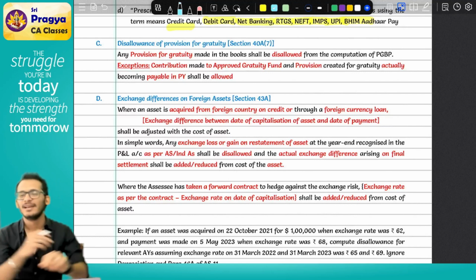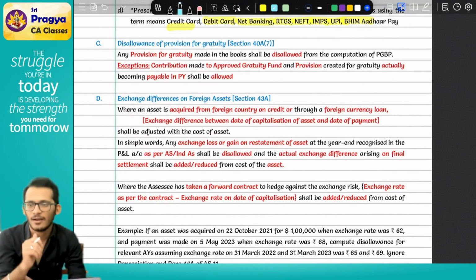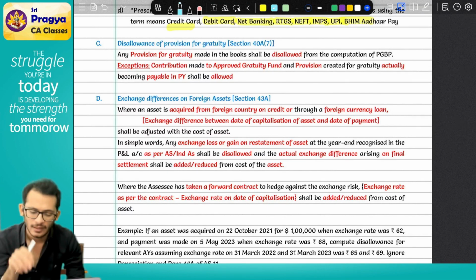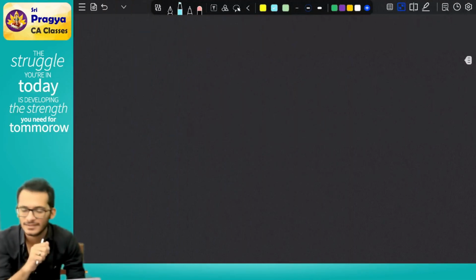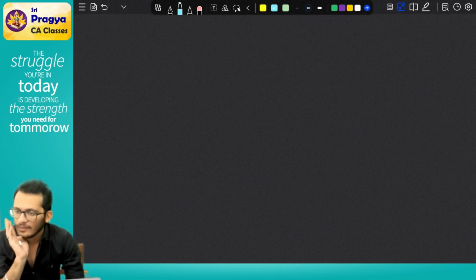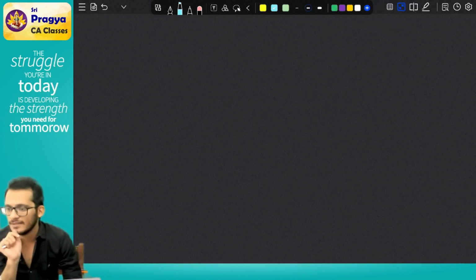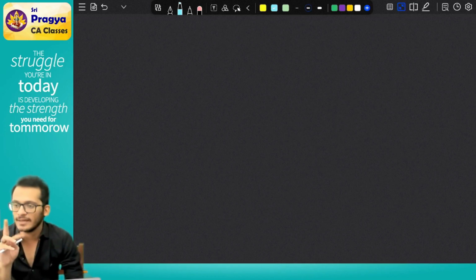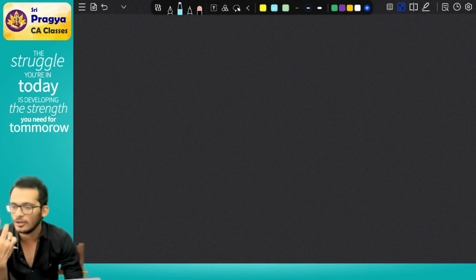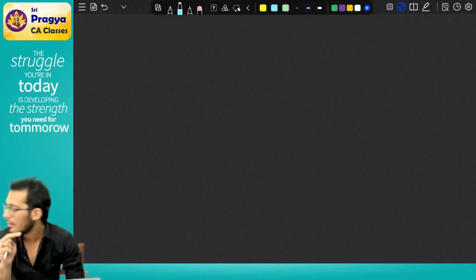Okay. The point is, accounting standards and Ind AS have a standard called foreign exchange. This standard basically says that if you enter into foreign currency transactions where the payment is a little bit delayed, there is a possibility that the currency will change. The moment the currency changes, automatically you will have a foreign exchange loss or a foreign exchange gain.